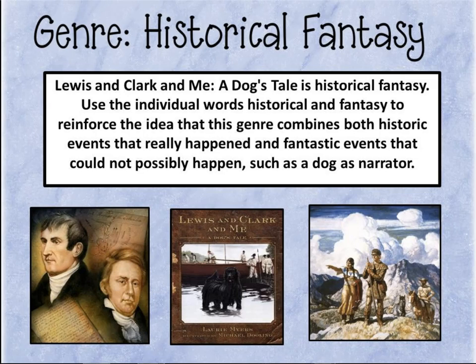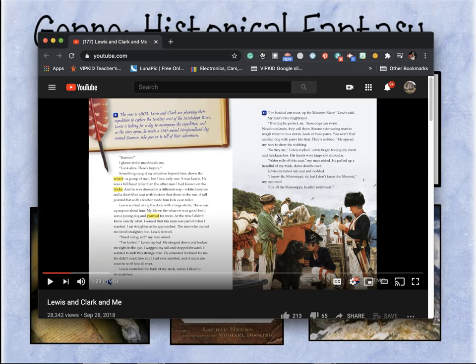Lewis and Clark and Me, A Dog's Tale is historical fantasy. The reason we say it's historical fantasy is because, of course, we know that the dog can't narrate. But this story, as you can see there in the middle, Lewis and Clark and Me, A Dog's Tale, is told by the dog, through the dog's eyes, what the dog witnessed. As you can see here, it's like a first person. The animal is the first person, or whatever the object is the first person telling the story. And that's what they're doing here. They're having the dog tell the story.